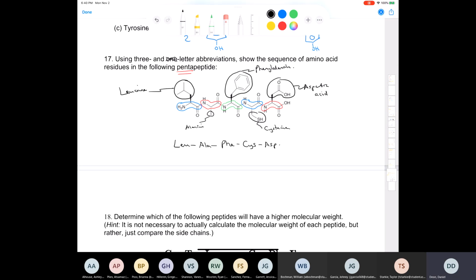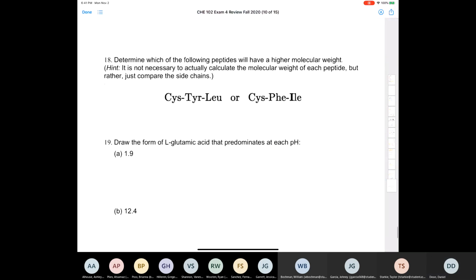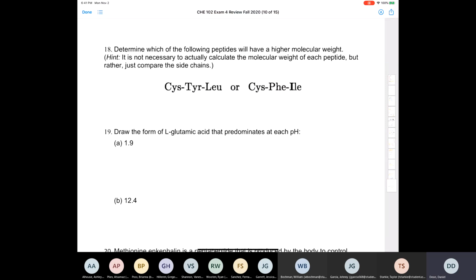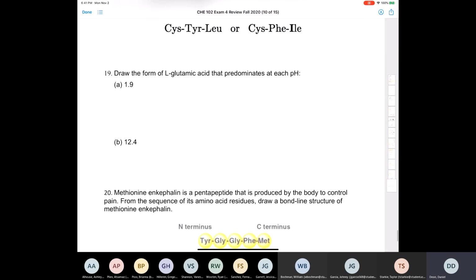Again, I would never ask you to pick these out unless I gave you a cheat sheet with the structures of the amino acids. You don't have to memorize the amino acids in Chemistry 102. But you should be able to pick out the fact that this is a pentapeptide, and identify where the R groups are. Also, you don't have to memorize the 3-letter abbreviations. If I gave you the structures and you needed the 3-letter abbreviations, I would provide those for you. This next one here, we'll ignore that.